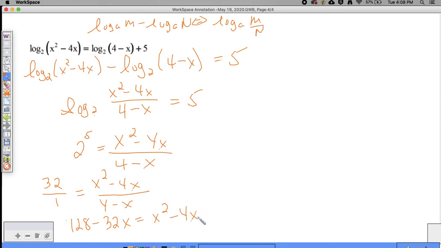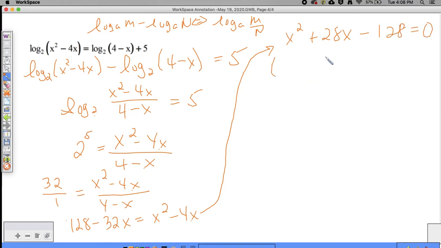And I hope in those beautiful brains of yours, you're like, we're going to move everybody over to one side and set it equal to 0. So now we have x squared. I'm adding 32 to both sides. So now that's going to be plus 28x minus 128 is equal to 0.